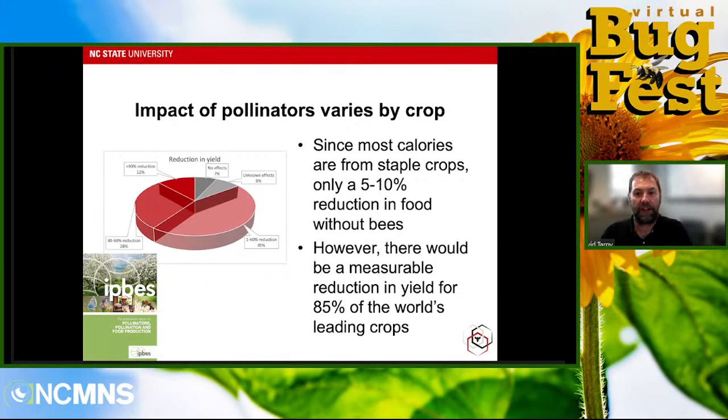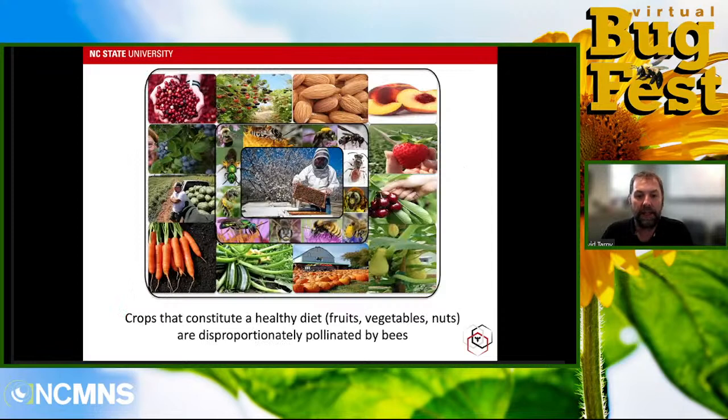So while most of our calories would still be there, we wouldn't starve to death. We wouldn't have the well-rounded natural diet that includes the fruits, vegetables, and nuts, because those crops are disproportionately pollinated by bees. So in order to have all of the different foods that you really need to be healthy, we need bees. But technically, we wouldn't go extinct and starve to death without bees, because there would still be other foods that we could eat.